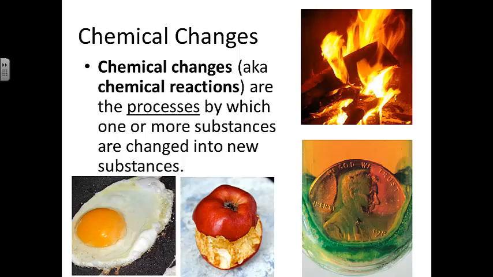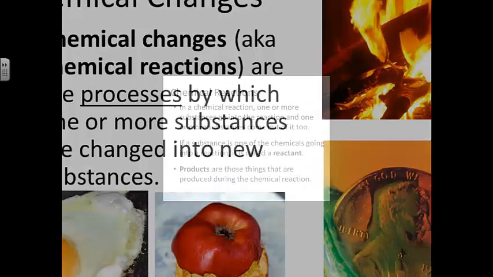They are the processes by which 1 or more substances are changed into new substances, such as this egg that changes from a clear liquid with the yolk to a white solid along with the yolk, or this apple that turns brown after being exposed to the air for a while. This penny turning green as it's reacting in that container, or even wood burning in the presence of oxygen. Those are all chemical changes that are taking place.